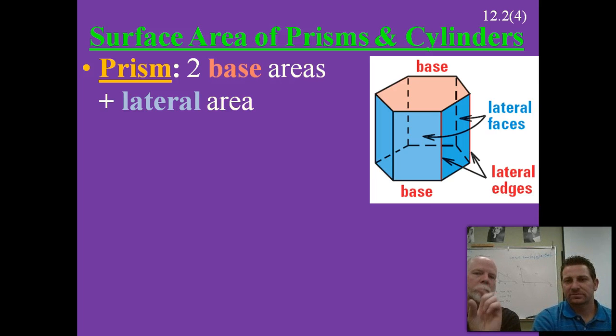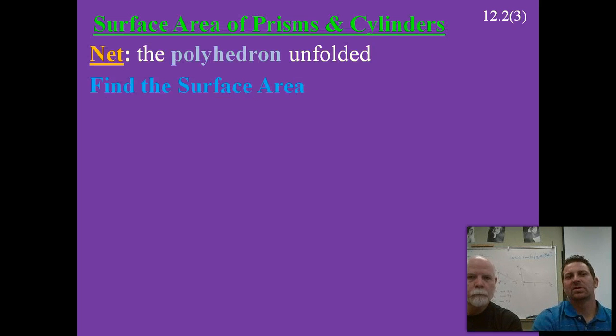Remember, there are always two bases that are exactly congruent to each other, and they're always parallel to each other. In the diagram, you've got a base on top and a base on bottom in red. Then you have your lateral edges, which are perpendicular to the bases, and your lateral faces are the two-dimensional shapes that are perpendicular to your bases. We'll look at some examples in a moment.